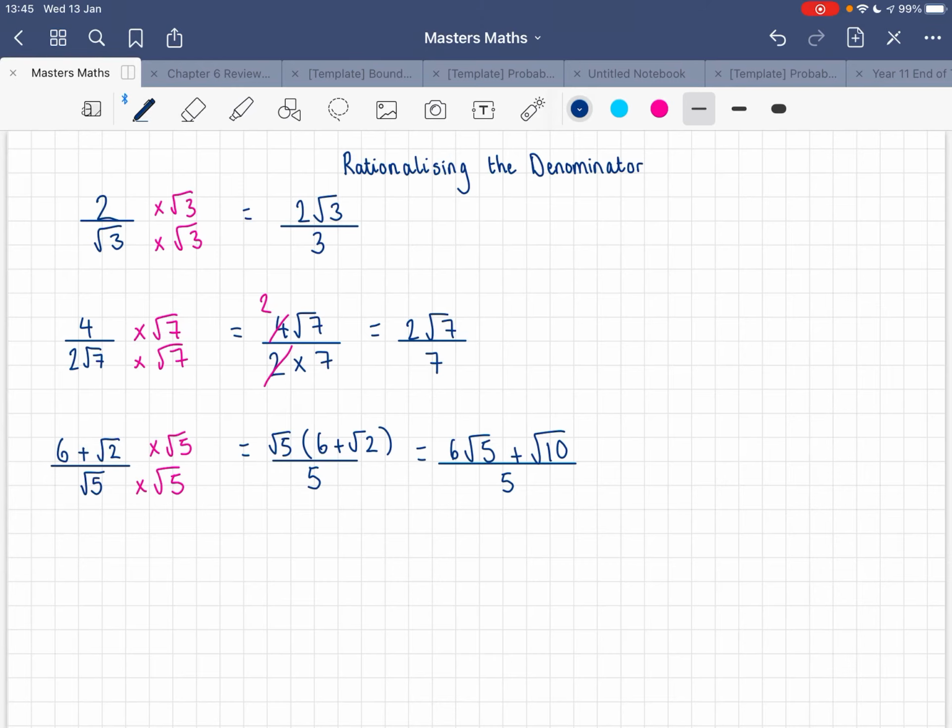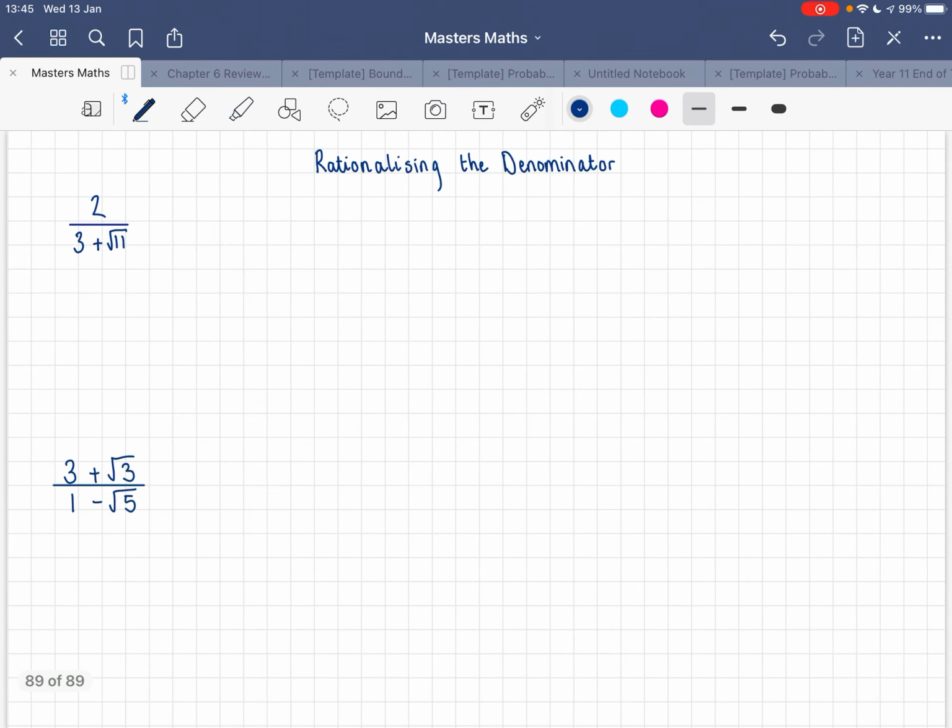Now, those are the basic ones. Where we get more complicated is where we have something like this and you have a more complex expression on the denominator of the fraction. So I'm going to show you the way that you want to do it, first of all, and explain why it is wrong.